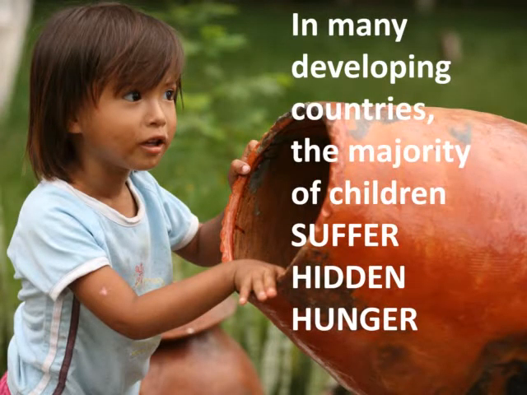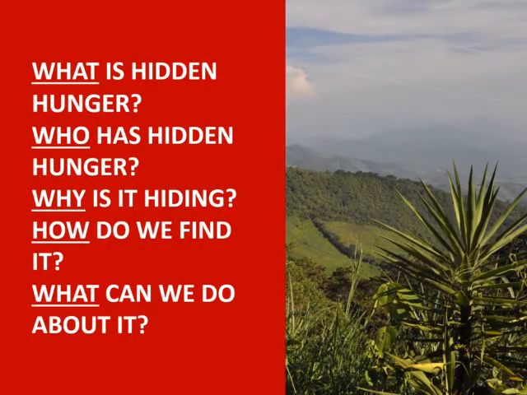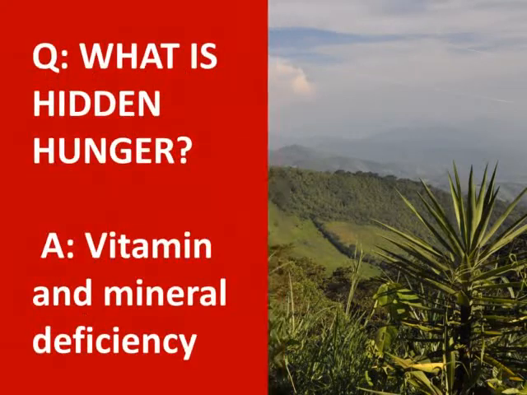So, in many developing countries, the majority of children suffer hidden hunger. It causes most of the deaths in children under 5, causes many illnesses and most mental retardation from iodine deficiency. It is, we remind ourselves, 100% curable and 100% treatable. So what is it? Who has it? Why is it hiding? How do we find it? What can we do about it?